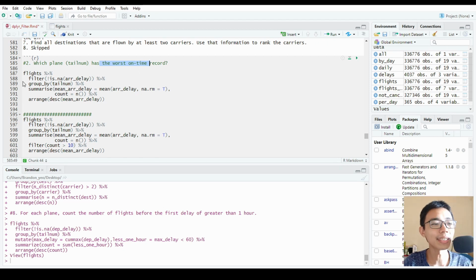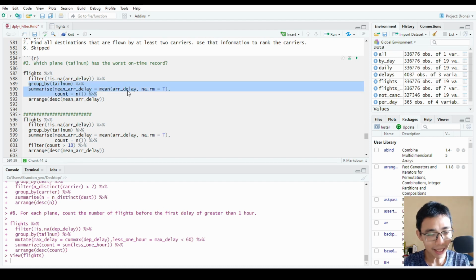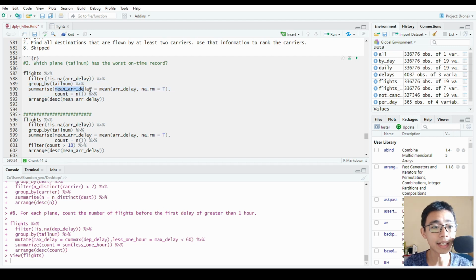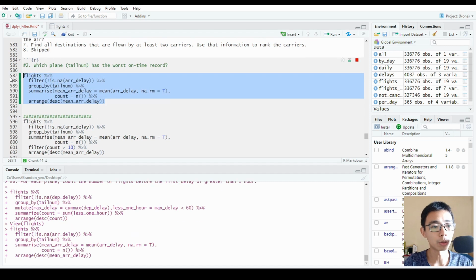The first thing, of course, is to filter out the cancelled flights, because those should not be counted. We group by the tail number, which is the aircraft, and then we summarize. Remember, group by is almost always followed by summarize, because they go together very well. We create a new column called mean arrival delay, calculated as the mean of arrival delay with NA removed. Fairly straightforward, and we arrange it. So let's see what data we get.